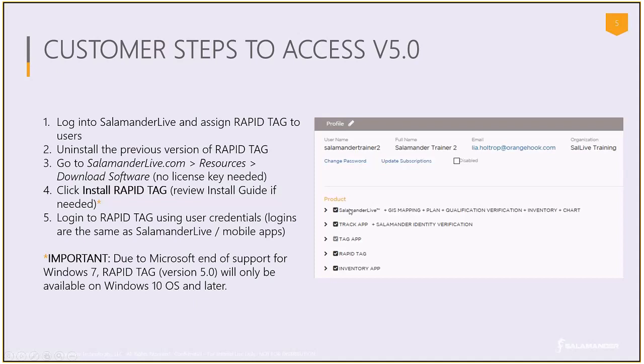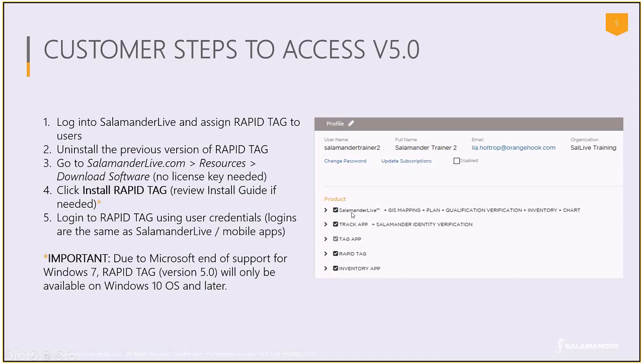So when you log in, and you want to do this within version 2 of Salamander Live, go to the security users, click on the users that you want to give access to. In there, under product, you should see a product for RapidTag. Just go ahead and click the check mark under RapidTag, and then at the bottom there you've got the role and the organization, and that's where you would assign their role for RapidTag and what organization they'll have access to for RapidTag.